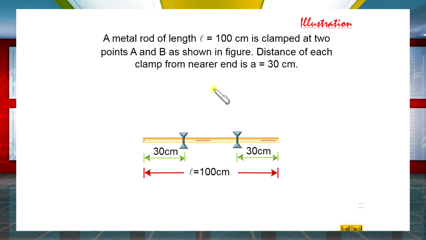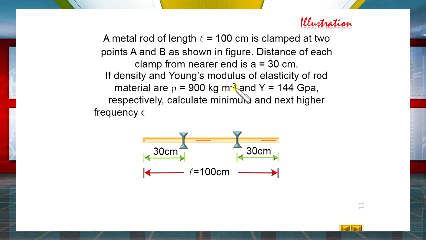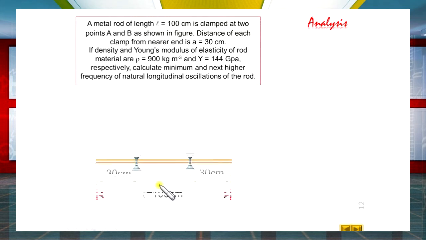Now it is given the density and Young's modulus of elasticity of the rod. Density is 900 kg per meter cube and Young's modulus is 144 gigapascal, right? Here we need to calculate the minimum and next higher frequency of natural longitudinal oscillation of the rod, right? So let us write the problem and make the diagram on the next page. This is the question and this is the problem, right?